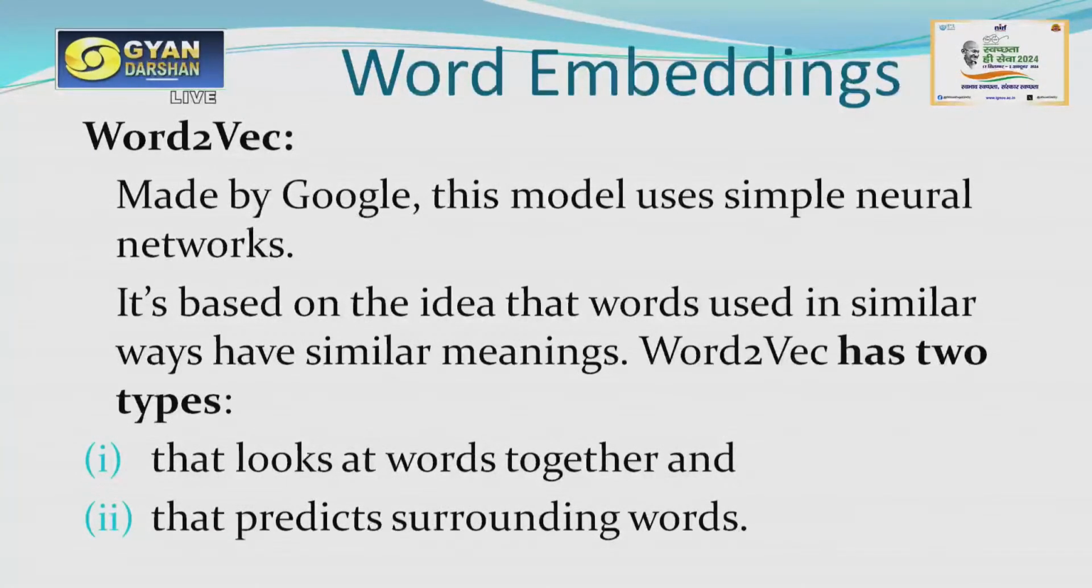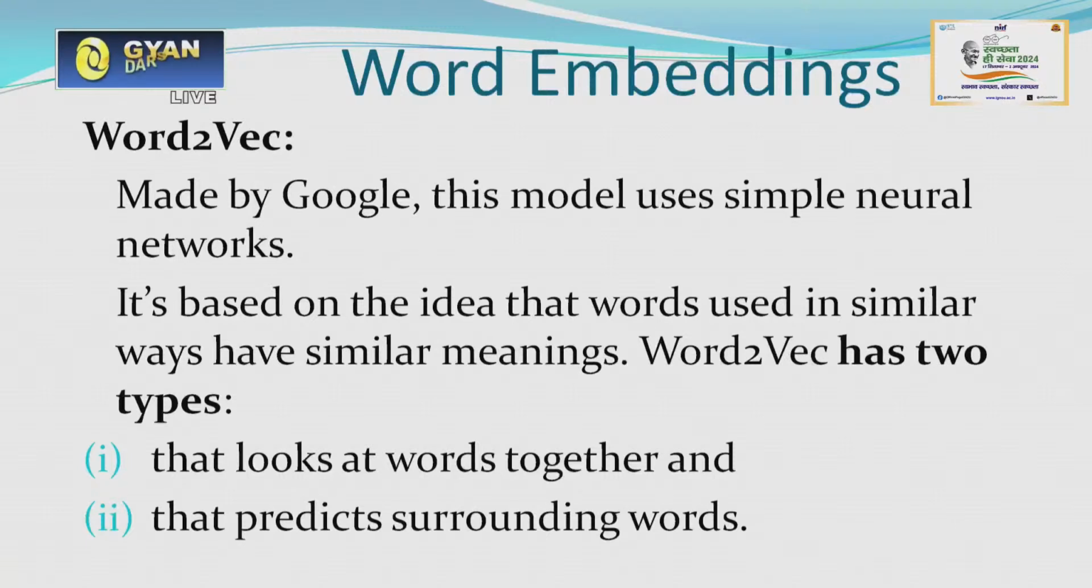The first word embedding technique that we can discuss is word2vec, which is very popular, and this particular word2vec was developed by Google. This model uses simple neural networks. It is completely based on the idea that words in similar contexts have similar meanings. That is the basic idea that they took care of while developing word2vec. So it has two types. The first type of word2vec looks at words together, the combination kind of thing is looked at in the first type. And the second category predicts surrounding words also.